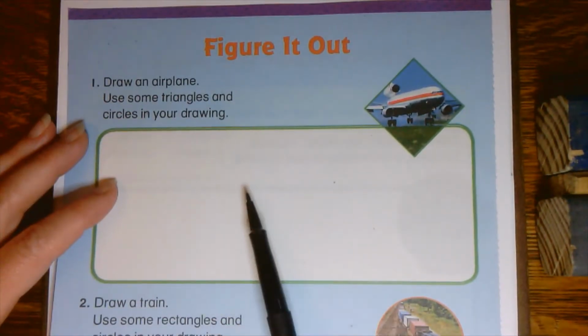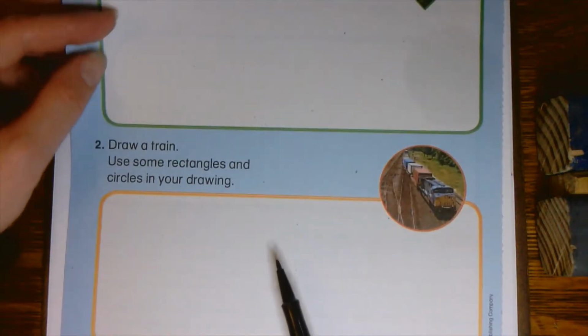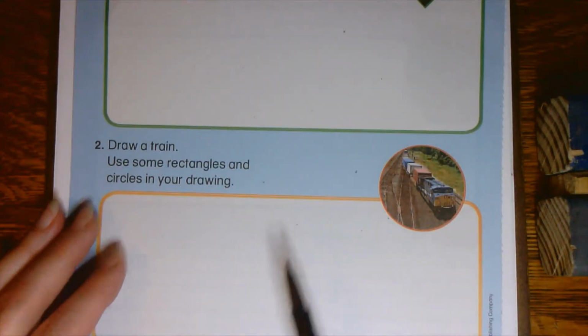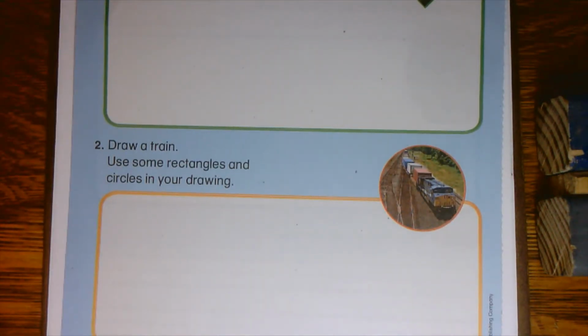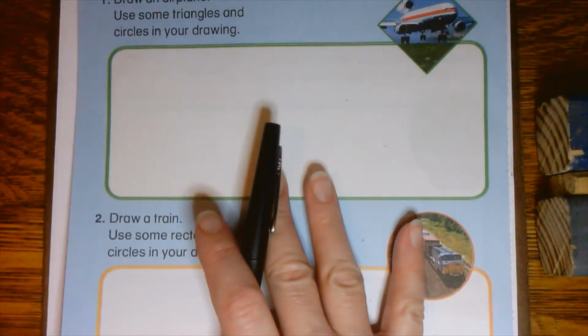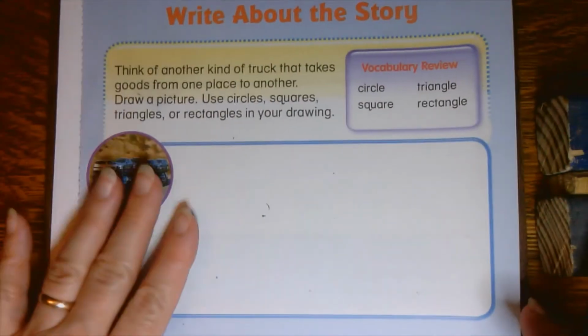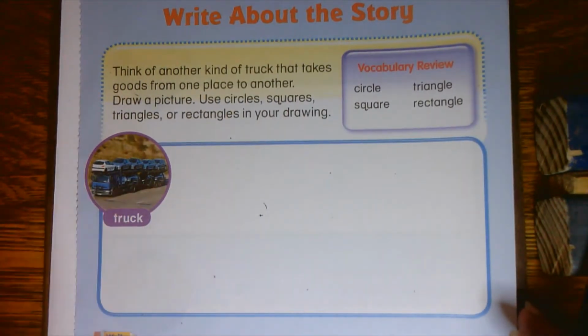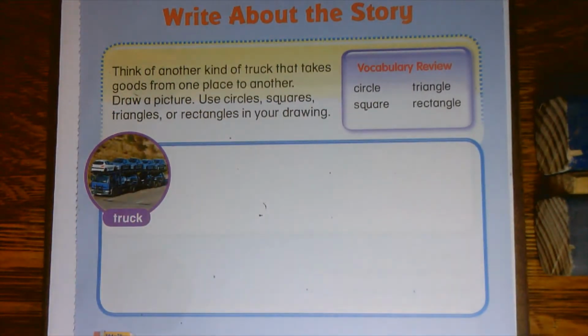On this page, draw an airplane, use some triangles and circles in your drawing. Draw a train, use some rectangles and circles in your drawing. Now, boys and girls, today you can choose. You can choose to send me a picture of this page, or you can choose to send me a picture of this page. It's up to you.